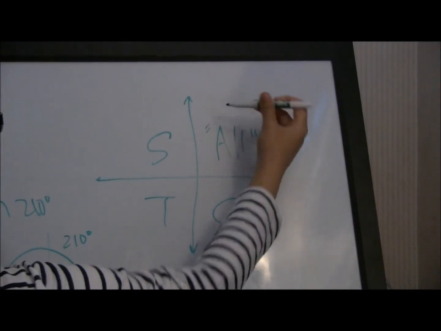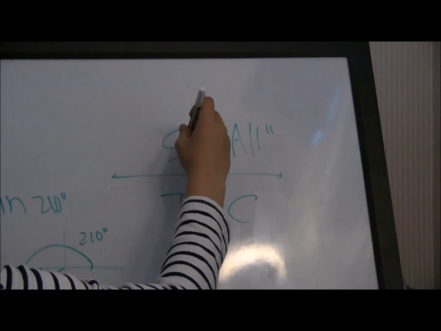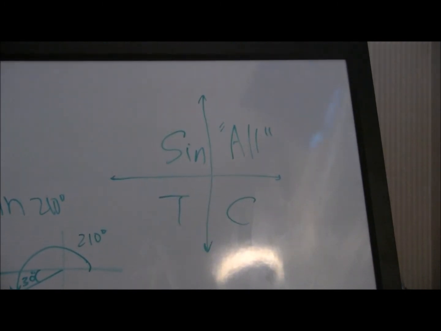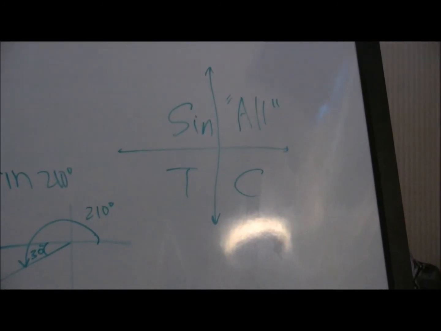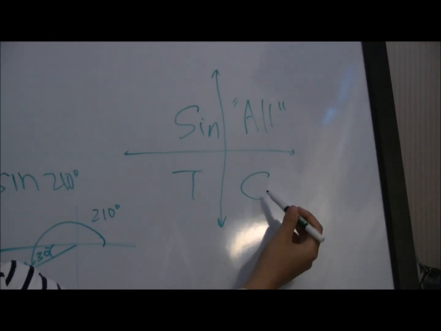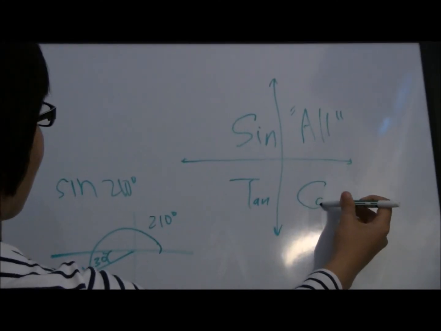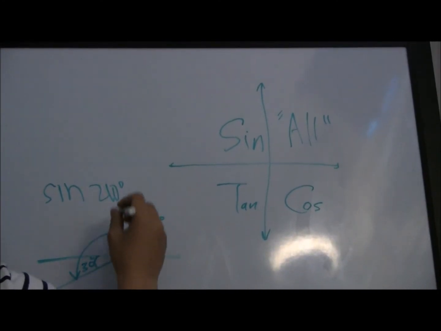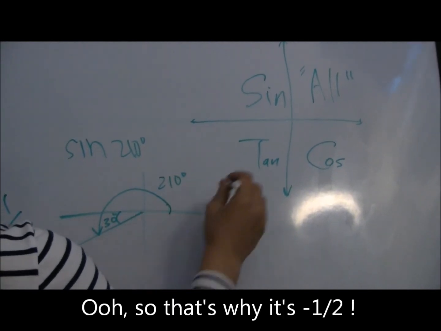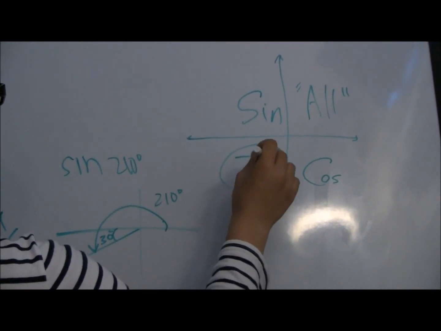All means that sine, cosine, and tangent are all positive. S means sine, so only sine is positive. T means tangent, so only tangent is positive. And C means cosine, so only cosine is positive. So basically, because of that, since sine 210 is in here, that means it's negative because it's not a tangent.